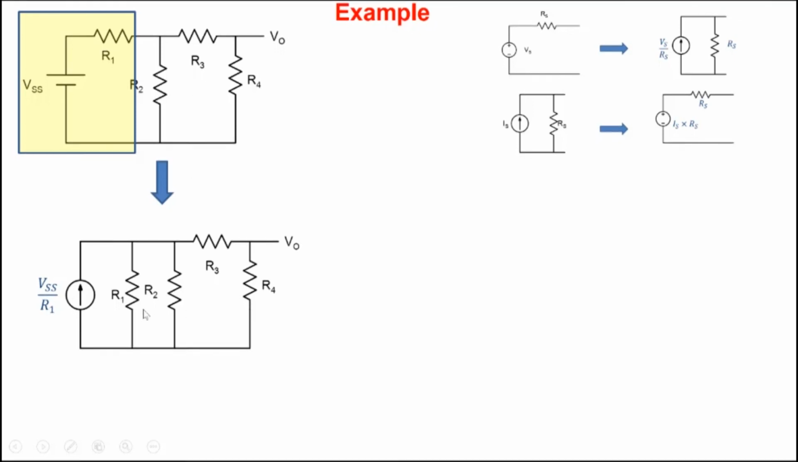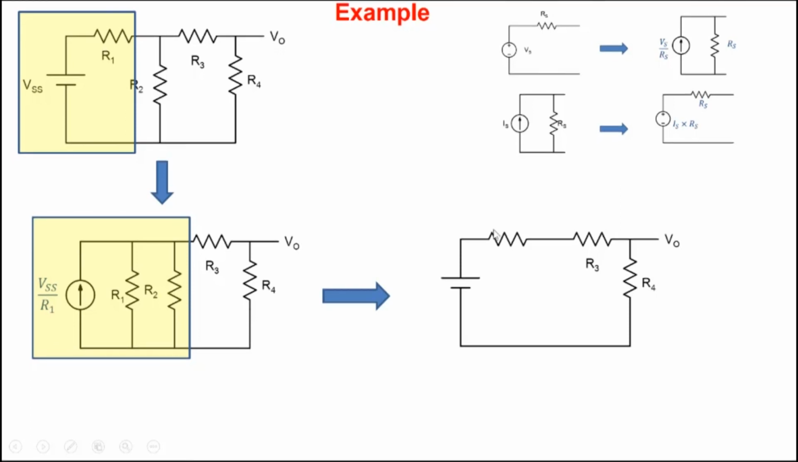Now we see R1 and R2 are in parallel, so we can combine them into one single resistor. And the next thing we do is we take this whole thing as a current source in parallel with a resistor of magnitude R1 parallel R2, and we apply source transformation, this one here. So we can transform it into a voltage source and a resistor. What is the value of the voltage source? Well, VSS by R1 is the current multiplied by the net resistance here. So it will be VSS by R1 into R1 parallel R2.